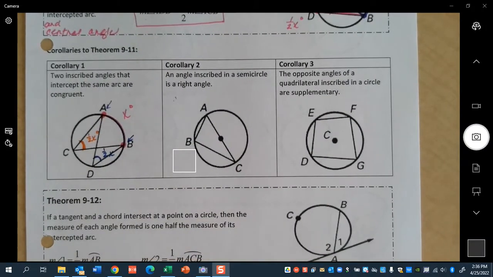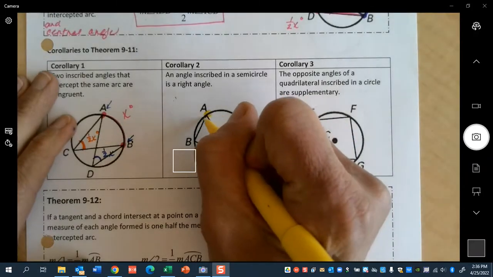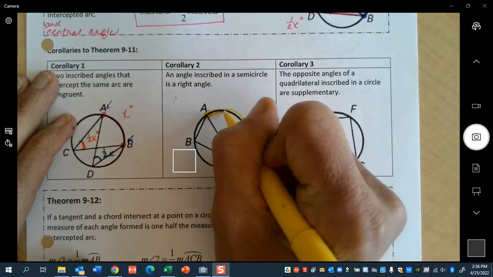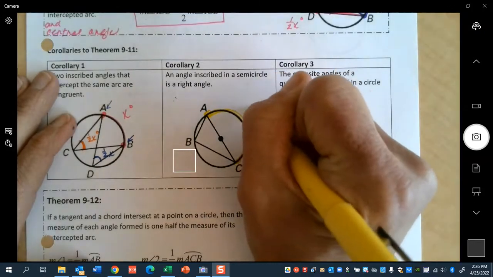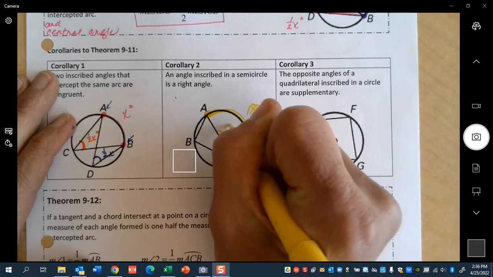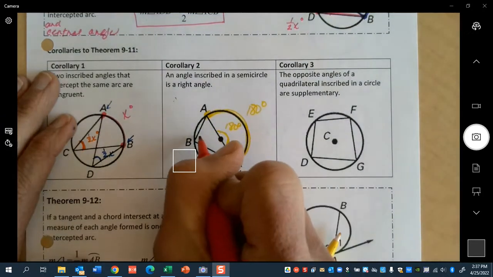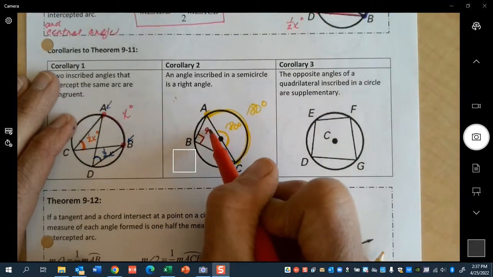If you have an angle inscribed in a semicircle, and this is going to make total sense to you, are you ready? Here's our semicircle, right? What's the degree measure of a semicircle? 180 degrees. What's the degree measure of a straight angle? 180. Trick question. What is the measure of the inscribed angle? 90. Every time.